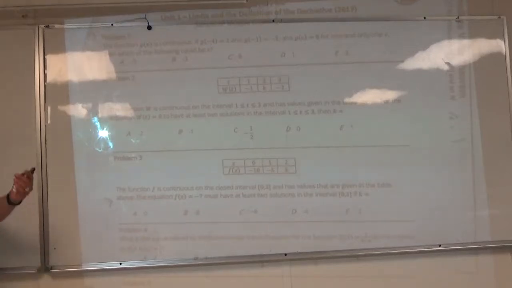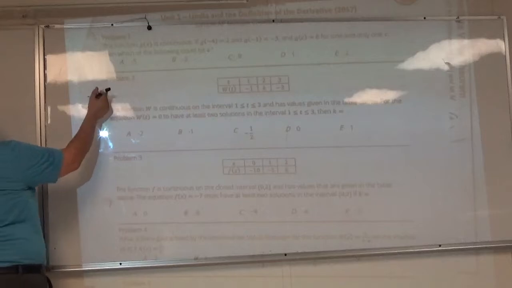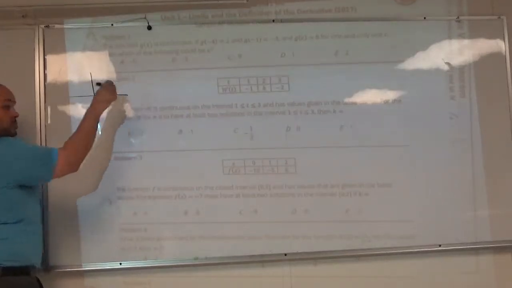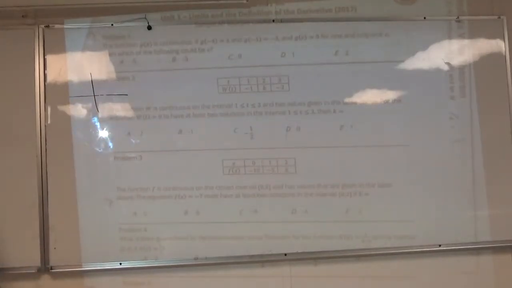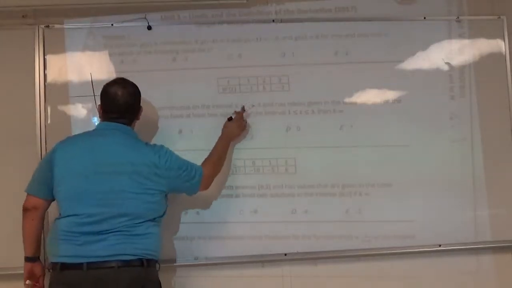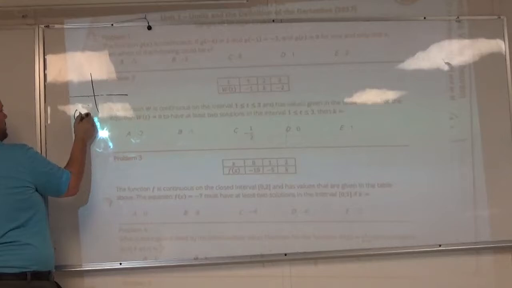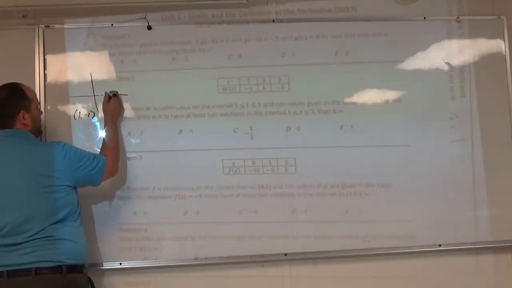Okay, Beto, what have you done so far with this one? I did a little drawing. You made a little drawing, like an emoji? Or hopefully something more specific. Okay, I saw your drawing, and you've got the point 1, negative 1, which is over here.